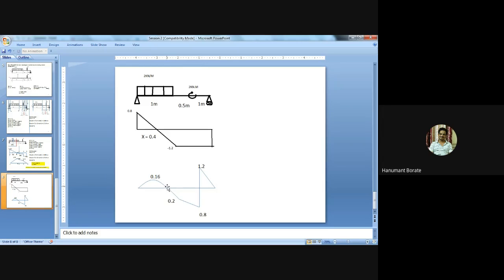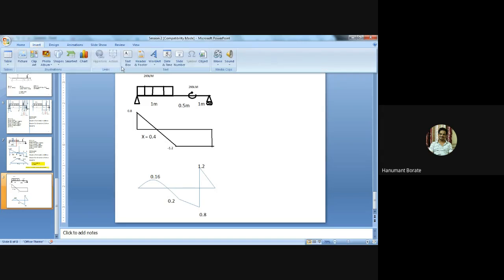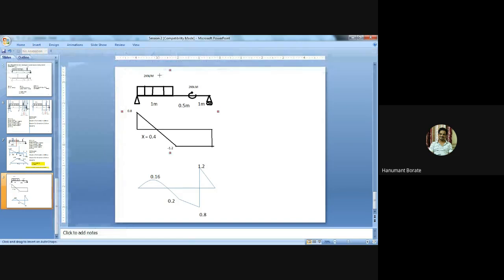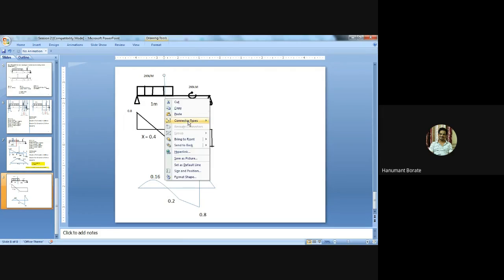But here we need to take an equation, and this point lies in a UDL span. Why UDL span? Because this value 0.2 is at the UDL end, and this 0.16 value is at a distance of 0.4. So this point lies in between 1 meter distance. So we need to take a section in between 1 meter. So I will take a section here. Let this distance be x.